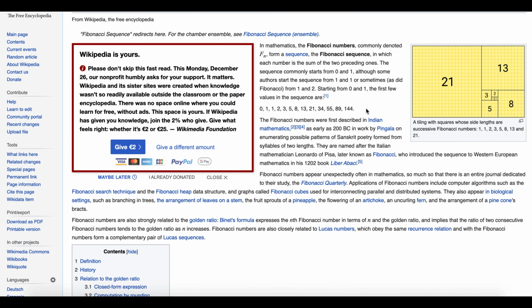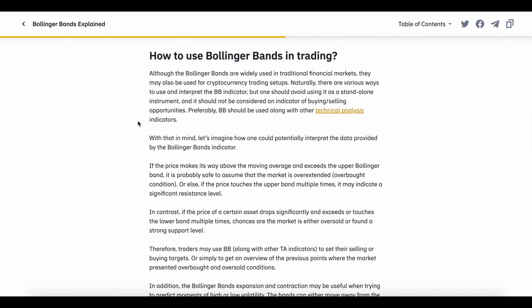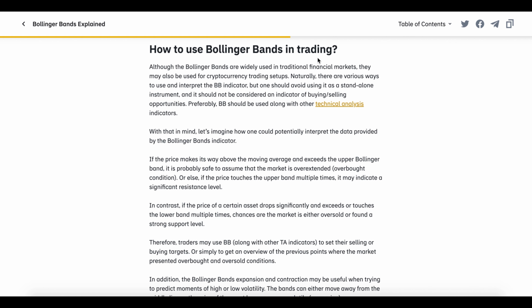Now let's talk about all those indicators in the meaning of the book. So let's go into the Bollinger Bands. So how to use the Bollinger Bands in trading. Although the Bollinger Bands are widely used in traditional financial markets, they may also be used for cryptocurrency trading setups. Naturally, there are various ways to use and interpret the BB indicator, but one should avoid using it as a standalone instrument, and it should not be considered an indicator of buying-selling opportunities.